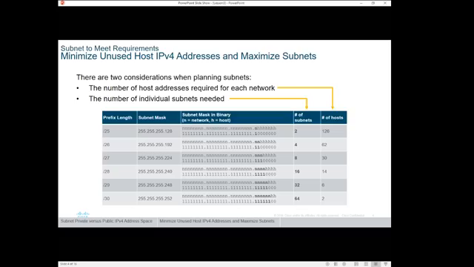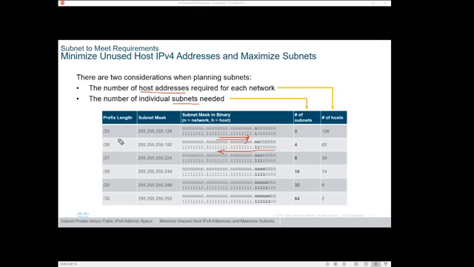Now, it is at this stage that I should remind you that when we are looking for the number of networks, as you would have seen in the previous video, we borrow bits from the left going to the right. When we start to look for the number of host addresses required, we borrow from the right and we go to the left. Okay, it's always the opposite. If we're looking for the number of subnets, we borrow from left to right. Looking for the number of hosts, borrow from right to left. Okay, so these are two considerations you need to take note of when you are planning your subnets.